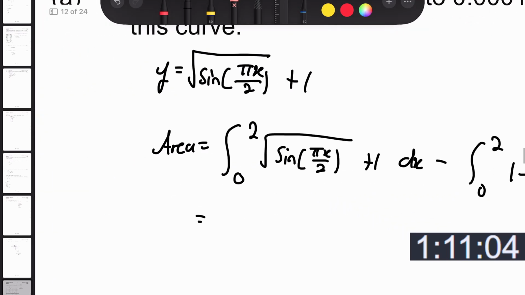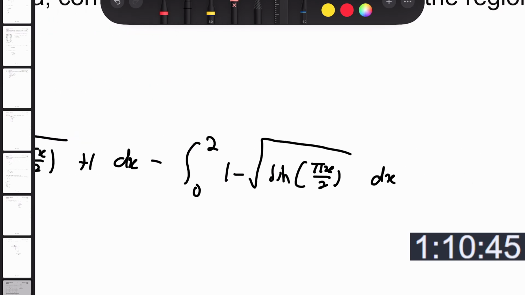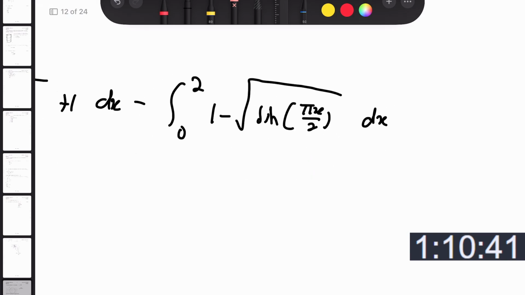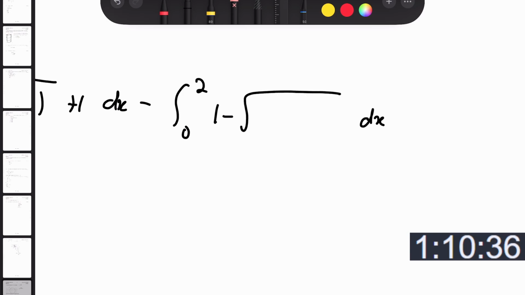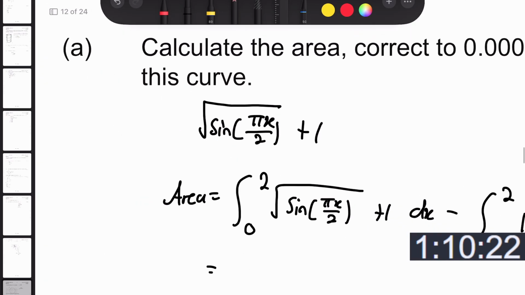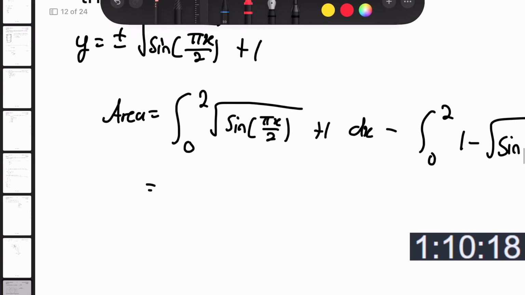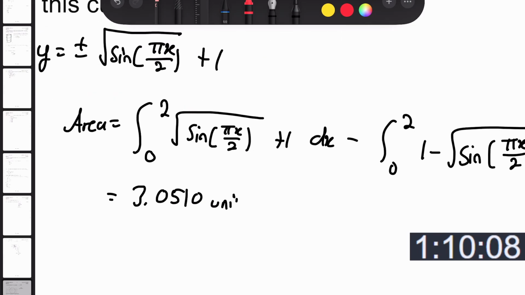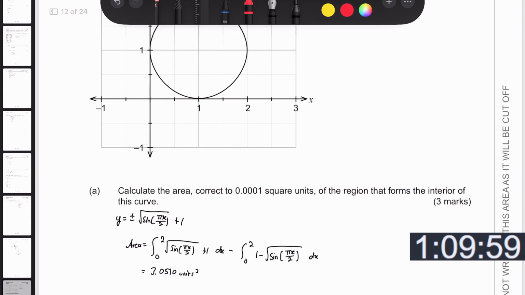I wonder if they made it different from just a normal circle. Let's see. The integral from 0 to 2 of the square root of sine of pi x divided by 2 plus 1 dx minus the integral from 0 to 2 of 1 minus the square root of sine of pi x divided by 2 dx. Make this lighter, make this nicer while that works through it. So again, this is 3.0510 units squared. Let's do pi squared. Oh yeah, it is slightly different. They are trying to trick you. It's not just a perfect circle.